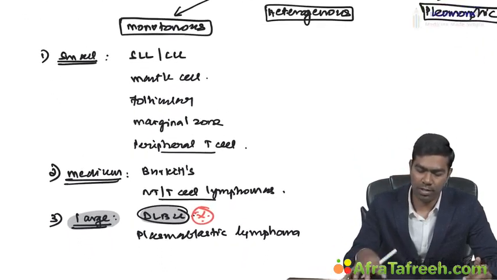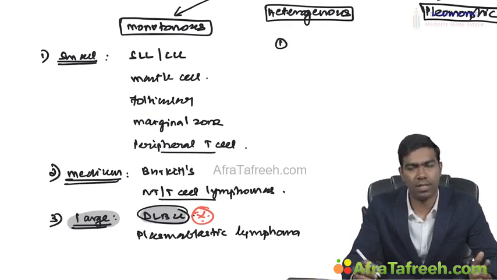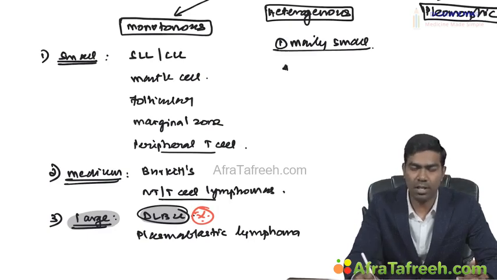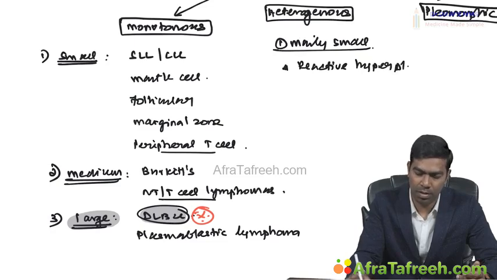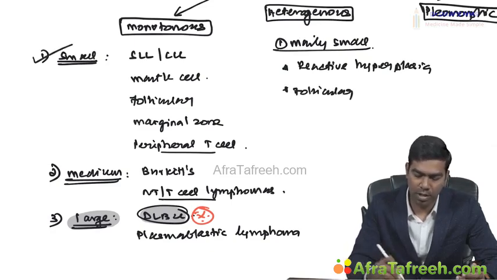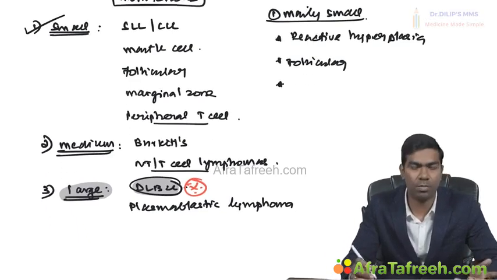What about heterogeneous? Heterogeneous means there will be a mixture of different groups of cells, but predominantly what you will see. So if you see mainly small cells, but the picture is heterogeneous, it could be just a reactive hyperplasia of the lymph node, but you cannot be very sure. It could be just a reactive hyperplasia. Sometimes you can see in follicular lymphoma, because follicular lymphoma is small, or it can come heterogeneously, like typically predominantly small also.